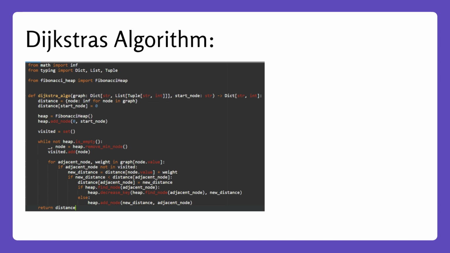The distance dictionary stores the shortest distance from the start node to each node in the graph, and the visited set keeps track of the nodes that have been visited during the algorithm. The while loop continues until all nodes have been visited, and the for loop iterates over all the adjacent nodes and weights of the current node to update the distance to the adjacent node. The function returns the distance dictionary at the end.